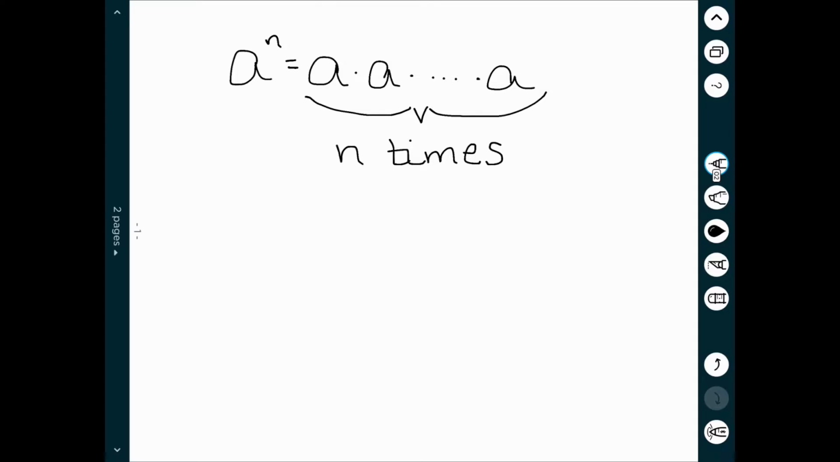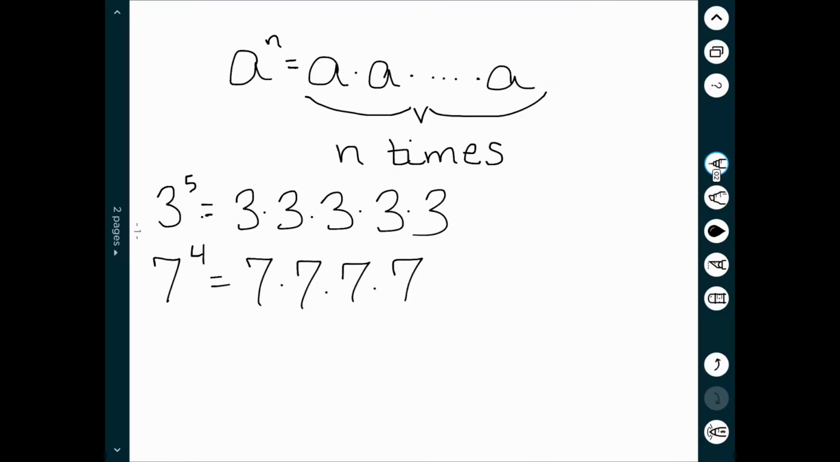As some examples, 3 to the 5th means 3 times 3 times 3 times 3 times 3. I multiplied 3 by itself 5 times. For 7 to the 4th, I need to multiply 7 by itself 4 times. 7 times 7 times 7 times 7. What about 6 to the 1st? This means I just have one 6 on the right-hand side, so 6 to the 1st is just 6. In general, anything to the first power is just itself.